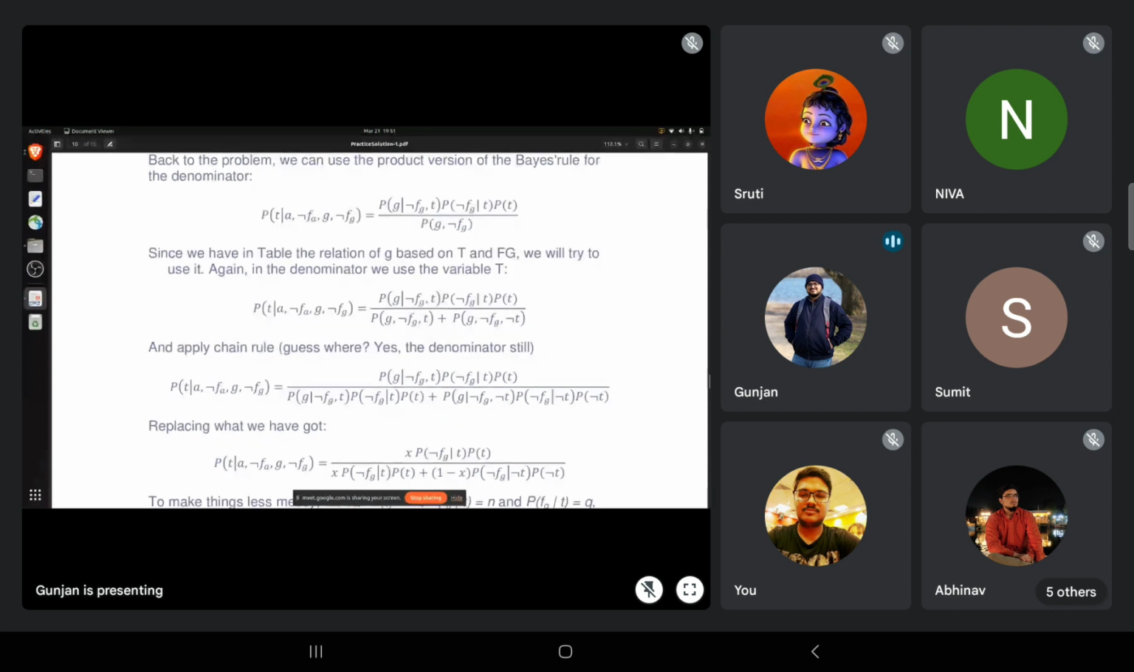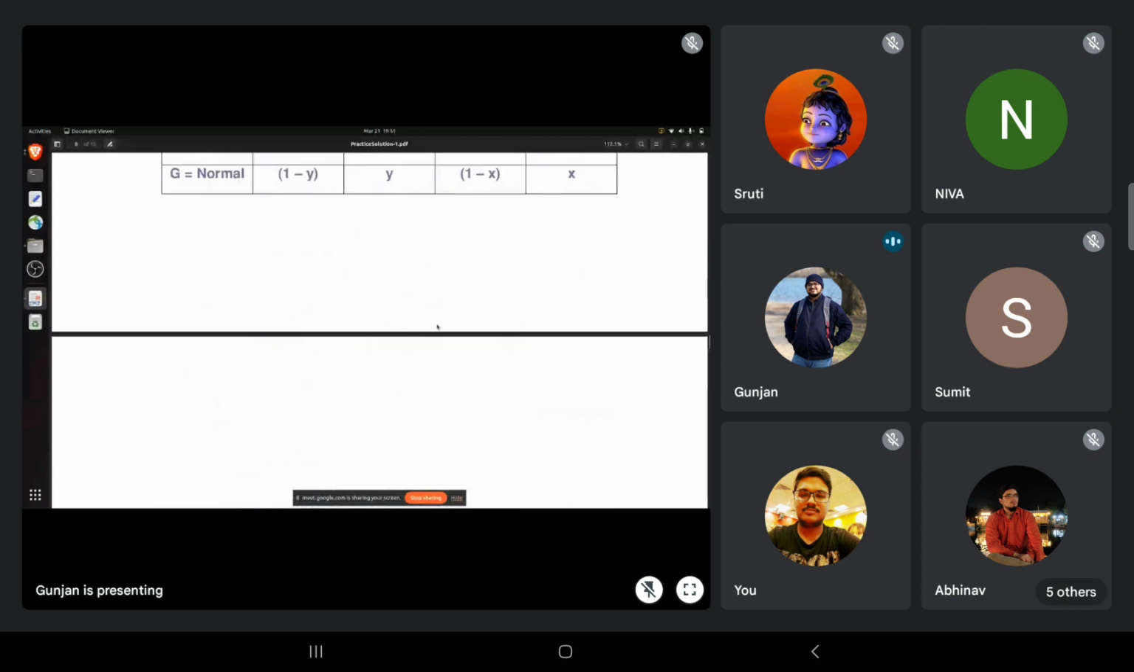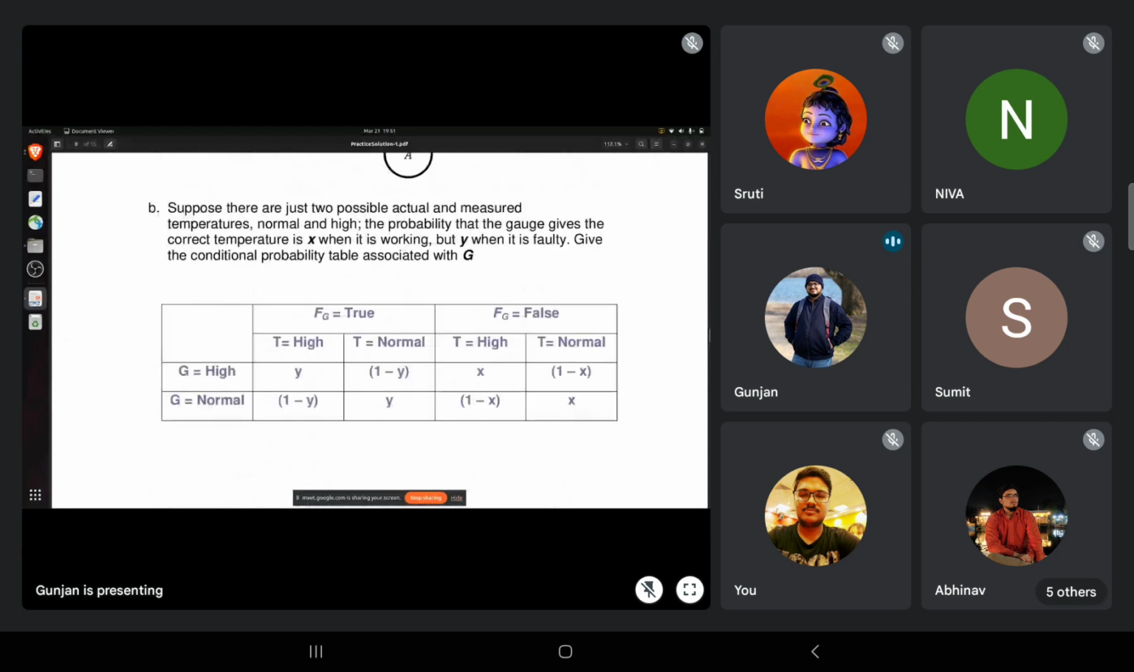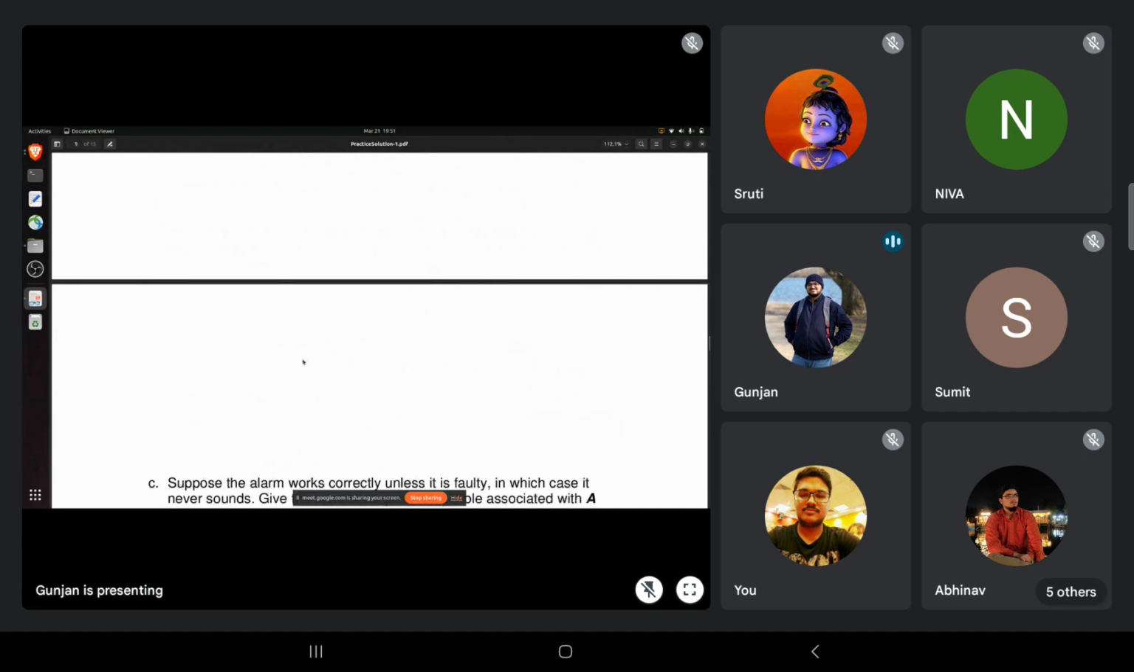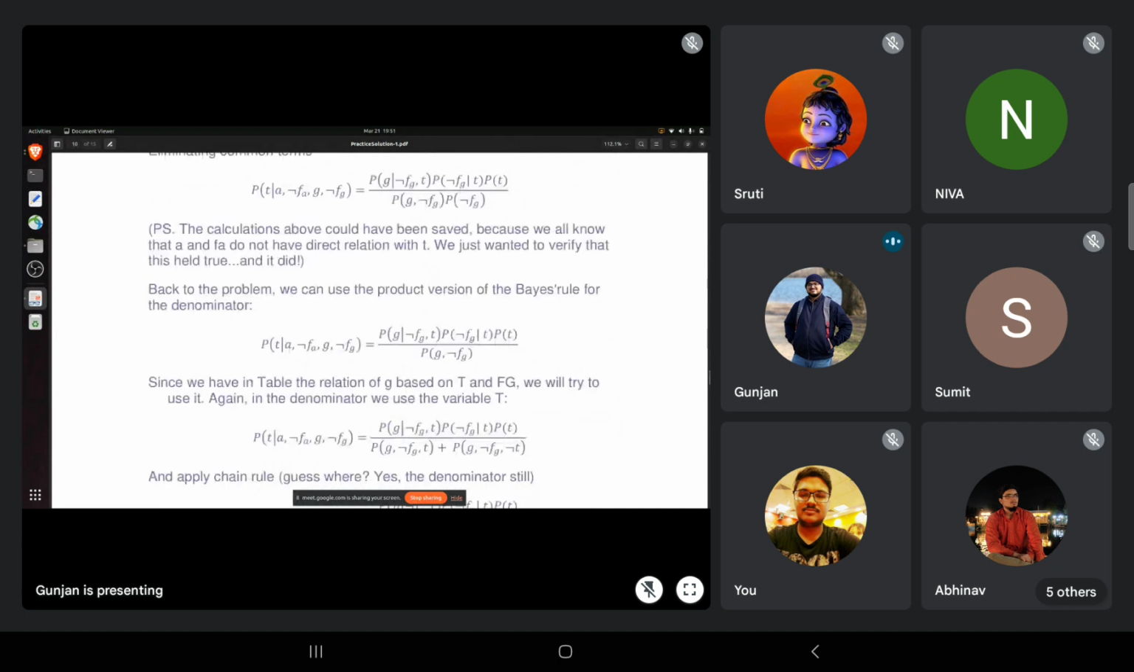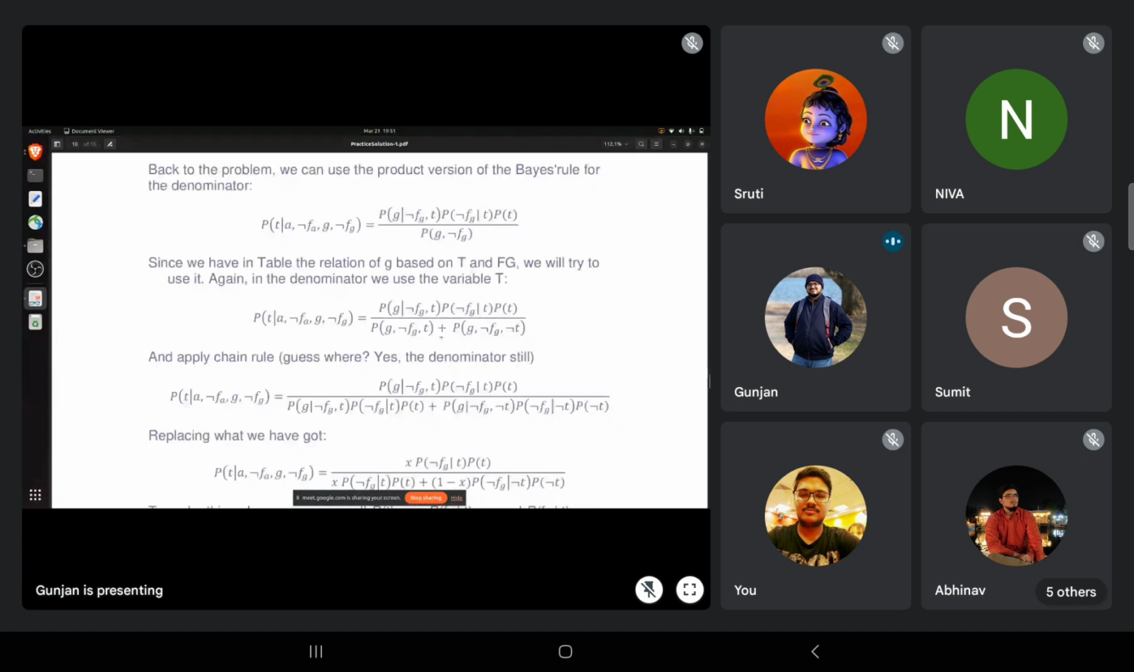So how are we getting this? We are getting this from the table, that G, Fg, and T. To get the value of G at any given point, we need both the values Fg and T. That's why we're introducing the T variable here. And when we add the positive, we also need to add the negative. So it is P(G, not Fg, T) plus P(G, not Fg, not T).